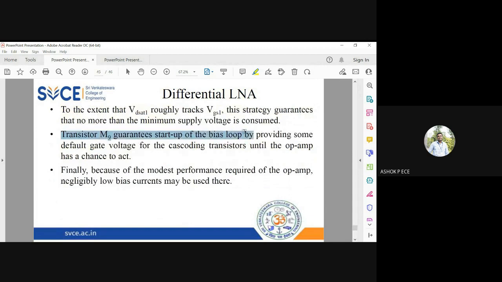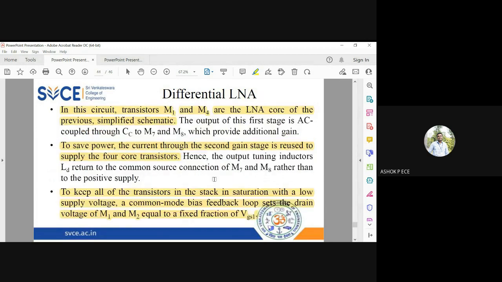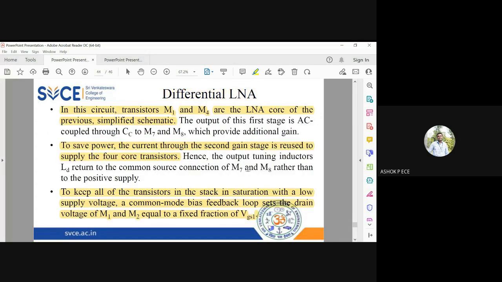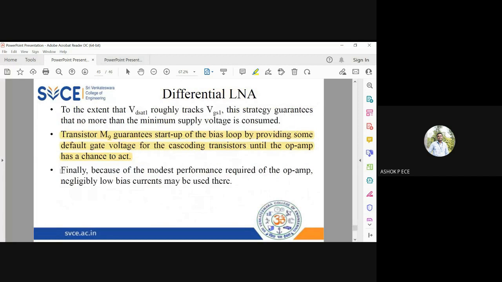M9 guarantees startup of the biasing loop by providing a default gate voltage for the cascode transistors. So M9 is going to kick off the amplification process, and M9 is here. So this is going to kick off the starting of the differential LNA. Finally, because of the modest performance required of the op-amp, negligible, low bias currents may be used there.